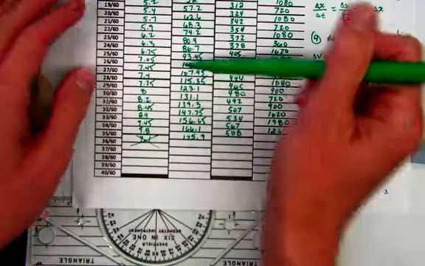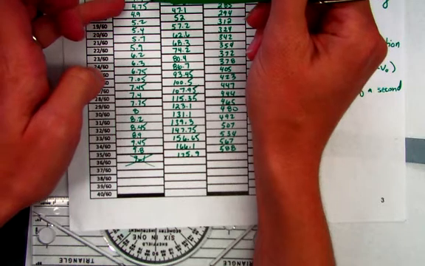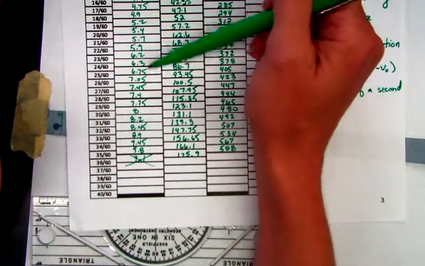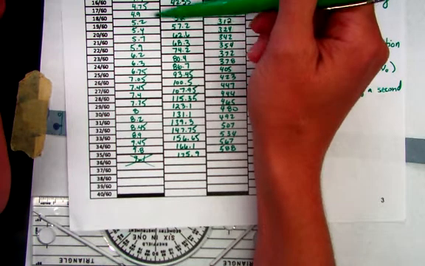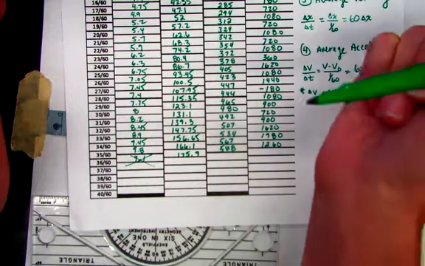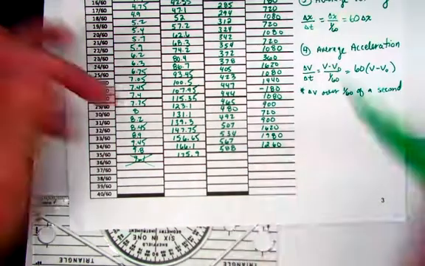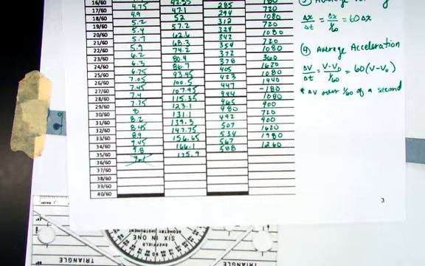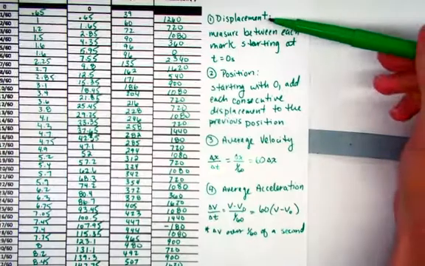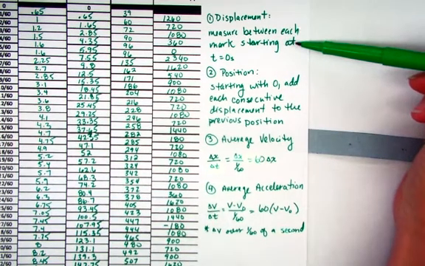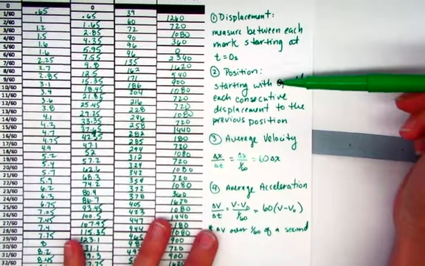Now, there are some places, like these are really close, 4.7, 4.75. I feel like there was one that was identical, maybe not. So sometimes you will get numbers that are close, because remember, as the ball is falling, that ticker tape is also moving around, so there are sources for error in that. All right, so then the displacement is just the measure between each mark starting at t equals 0. Now we want to get the position.